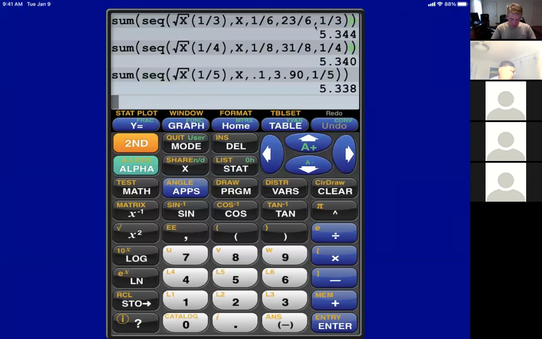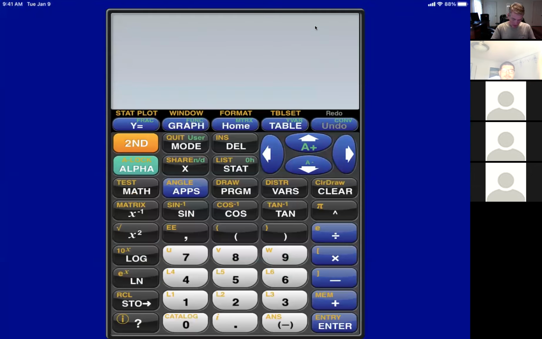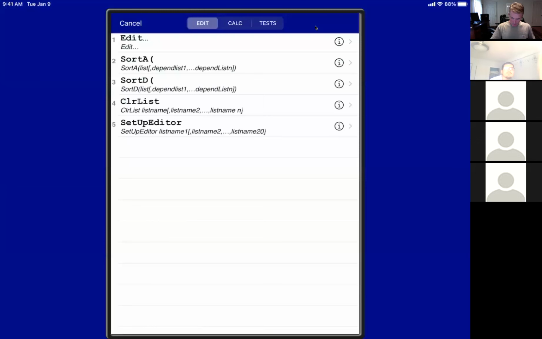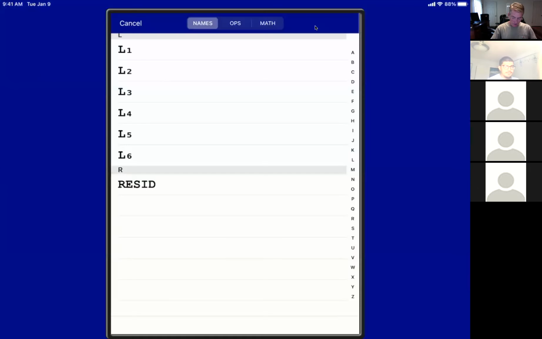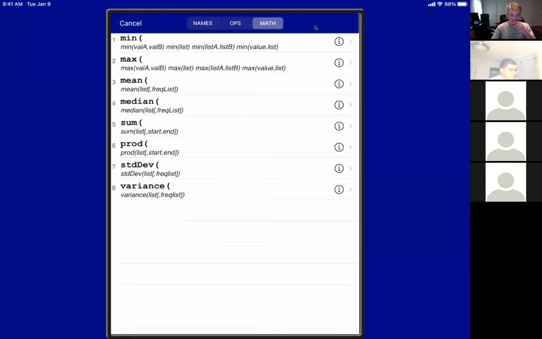So as you can see, I was practicing before you got here with a different function. All right. So you see where it says stat over by the arrow keys? Well, in yellow, it also says list. So the sum and the sequence are actually list operations. So you have to put second list. Now at the top of the calculator, it says math. So move over or click on math. And then number 5 is the sum. So that's what's going to be doing the adding up of the area of the rectangles.